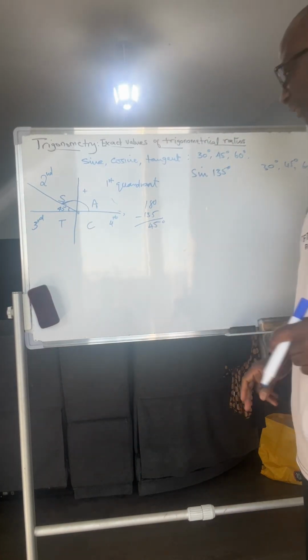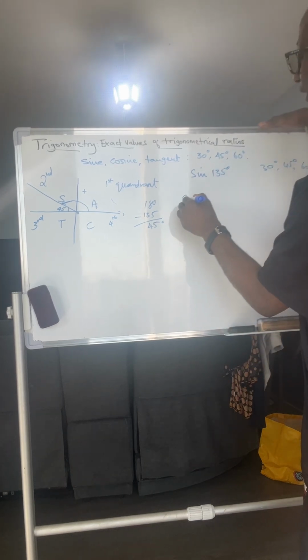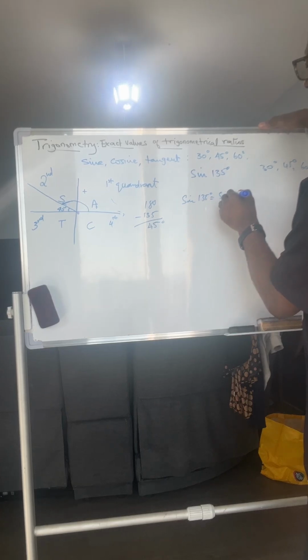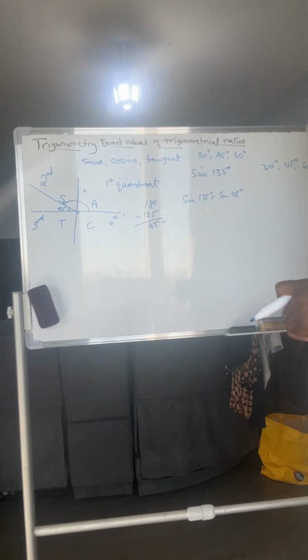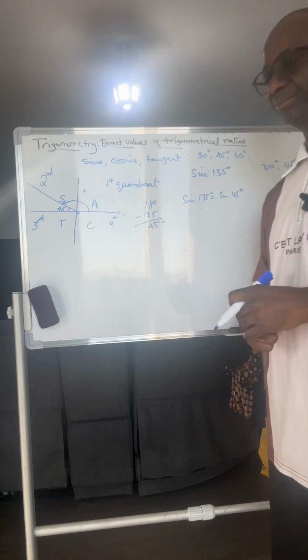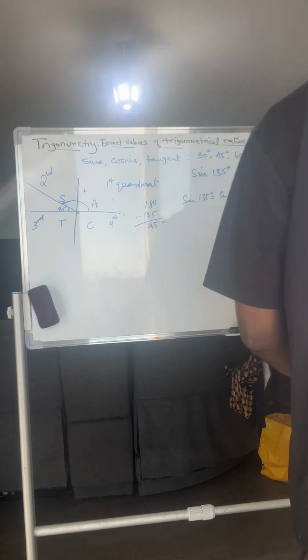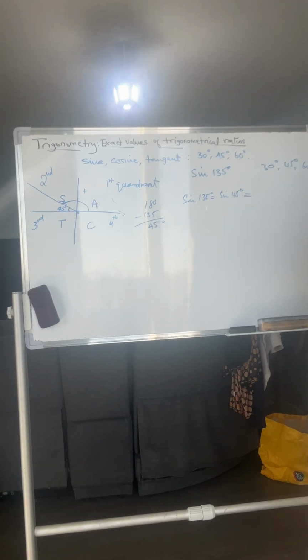So since we have 45 degrees, we are now saying that the sine of 135 degrees is the same as the sine of 45 degrees. They're all positive, second quadrant. And what did we say about the sine of 45 degrees? What did we say earlier on? What do we get for sine 45? We did say that sine 45 is 1 all over root 2, which is the same as root 2 all over 2. So this is the answer for this problem.